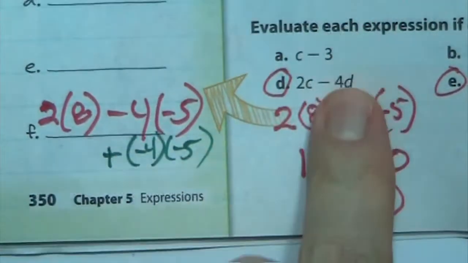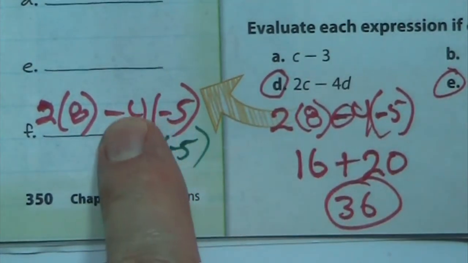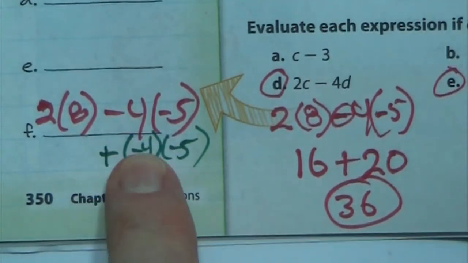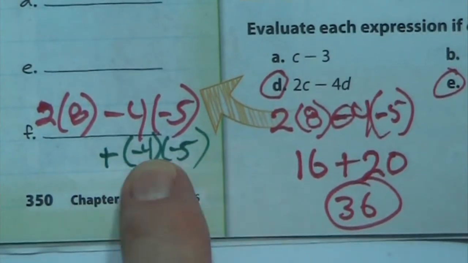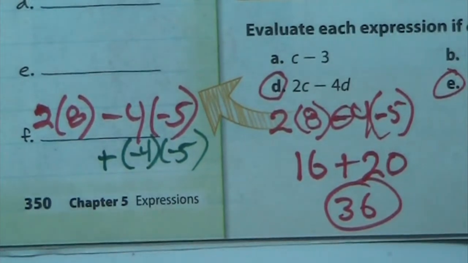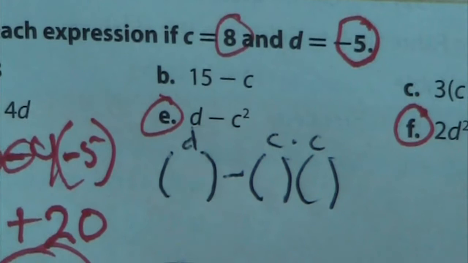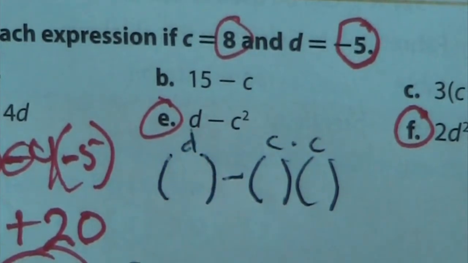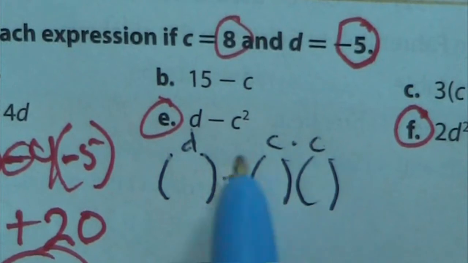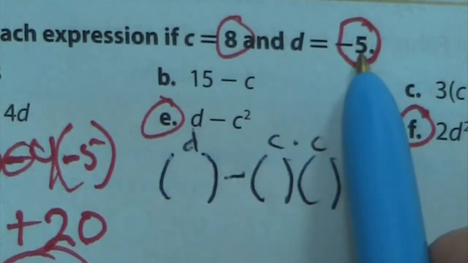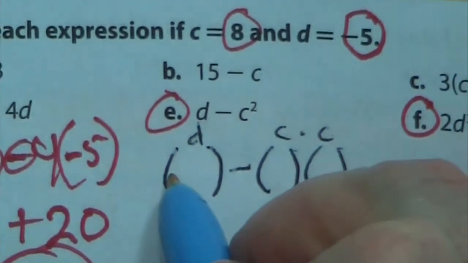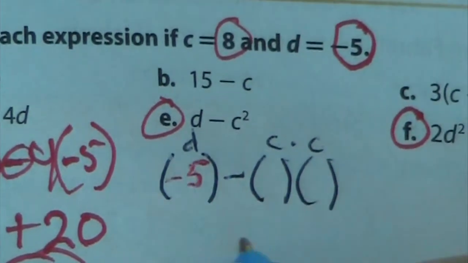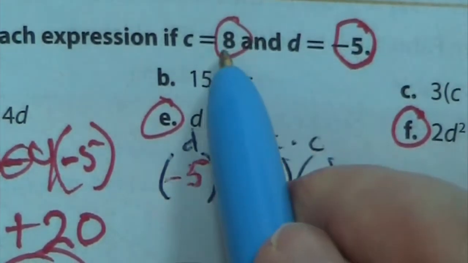And in case that confused you a little bit, this part, if you think of this, -4 is the same thing as adding -4. Right? So -4 times -5. Okay, letter E, we have D minus C squared. That's the same thing as D minus C times C. Right? That's what that means. So now I just plug in the number. For D is -5, so I put -5 in there, minus, and then C is 8.